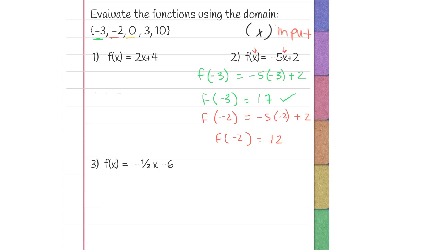f of 0 is equal to negative 5 parentheses plus 2. What's going to go inside of that parentheses? Well, what's my input? The 0, right? So that's what's going to go inside of there. Think about input inside parentheses, okay? So f of 0 is equal to, what's negative 5 times 0? Well, that's just 0. And 0 plus 2 is 2. And then you guys can go ahead and practice evaluating when x is equal to 3 and when x is equal to 10. All right.